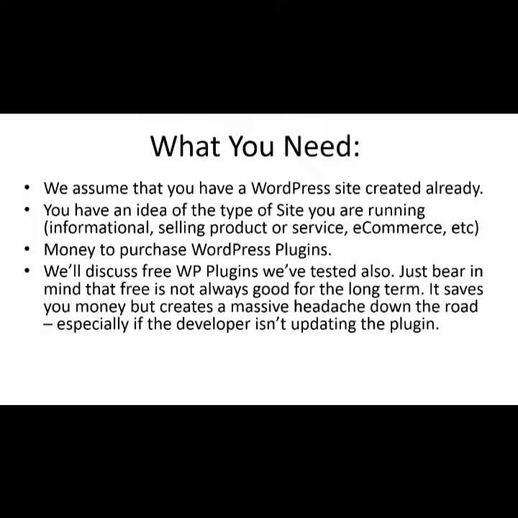If you don't have an idea and you're just watching this course to get an idea of how you can automate your WordPress site in the future, then you need to understand which one of these categories it fits under. Like I said earlier: informational, selling a product or service, e-commerce, or membership site. And of course, you'll need some money to purchase WordPress plugins. Like I said, some of these are free, but some will cost money.